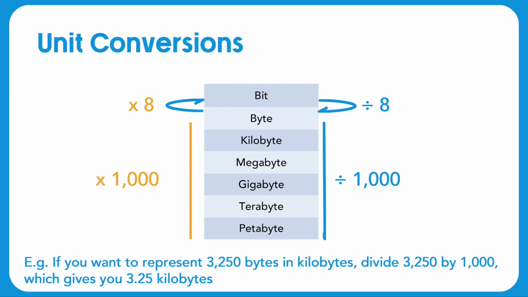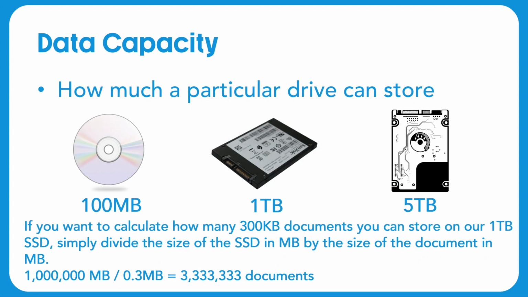We measure the capacity of storage drives using these units, and you can see some example capacities on the screen now. If we want to calculate how many 300 kilobyte document files we can store on our 1 terabyte SSD, we first need to convert these values to a common unit. In this case, let's go with megabytes. To do this, we divide 300 kilobytes by 1000 to get 0.3 megabytes, and times 1 terabyte by 1 million to get 1 million megabytes.